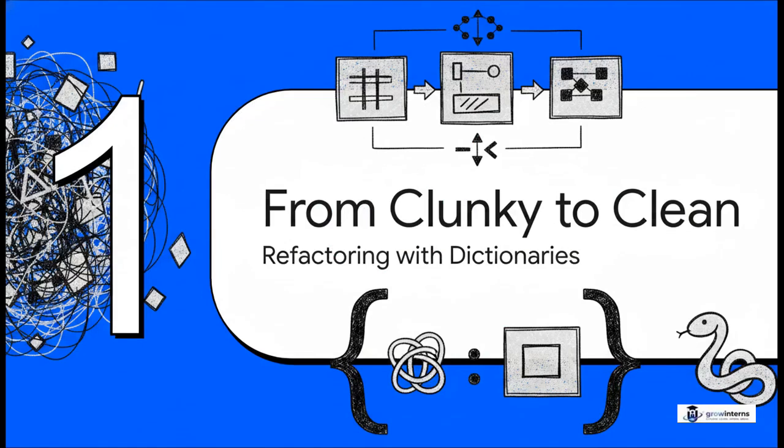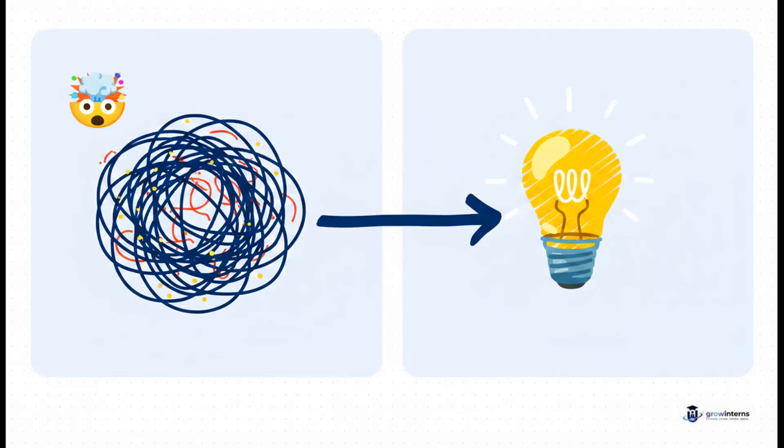Okay, first up, that clunky logic. We're going to do something called refactoring. Now that's just a fancy developer word for cleaning up and restructuring our code to make it better without actually changing what it does. And the secret weapon we're going to use for this is the Python dictionary. So here's what we're starting with. This tower of if, elif, else statements.